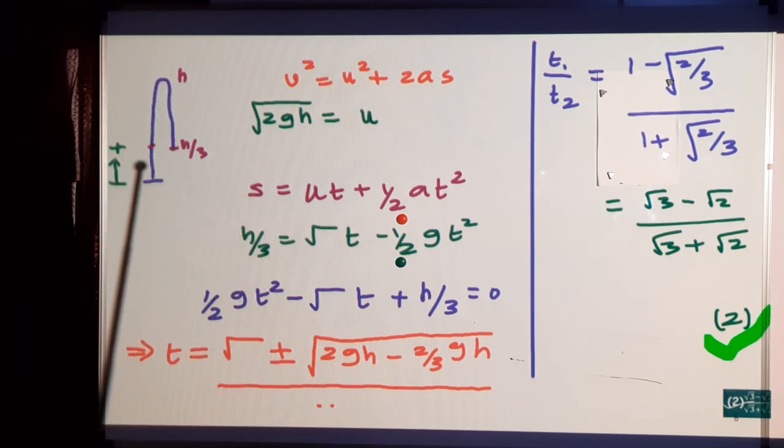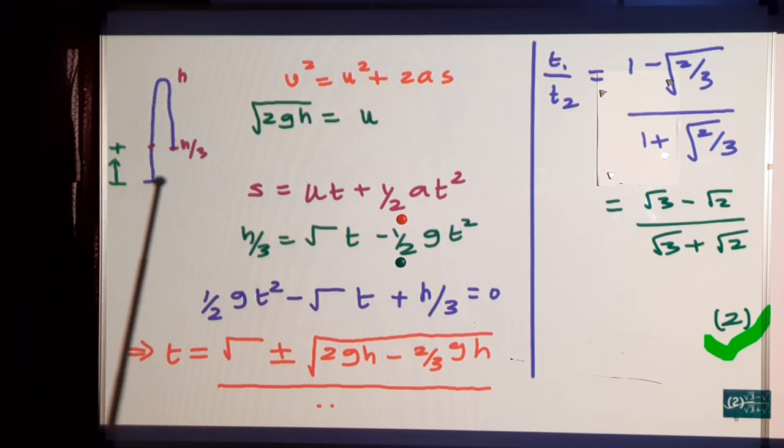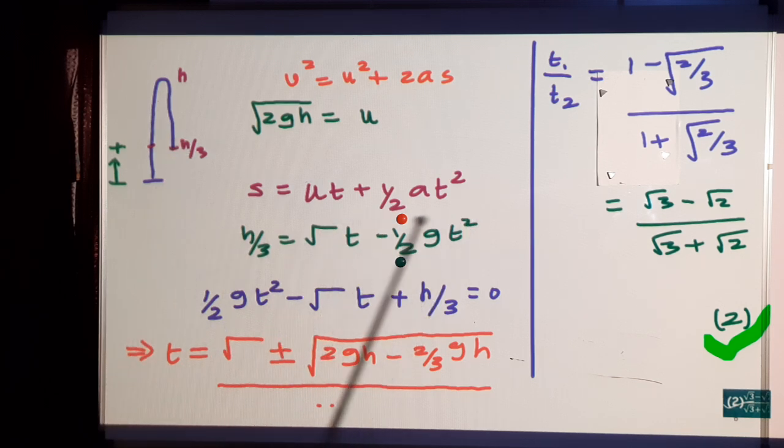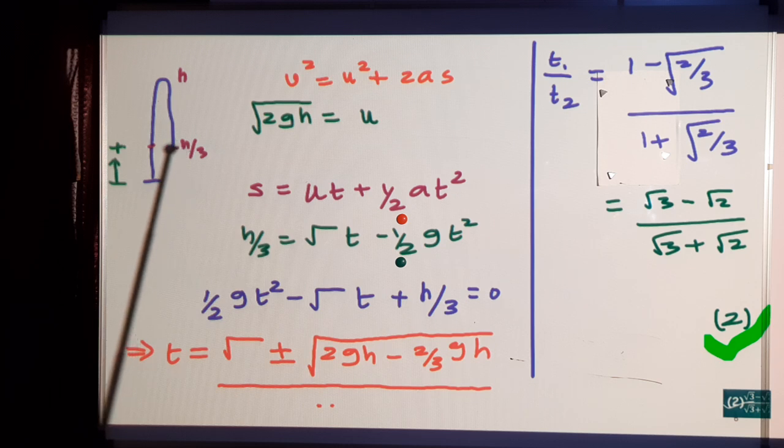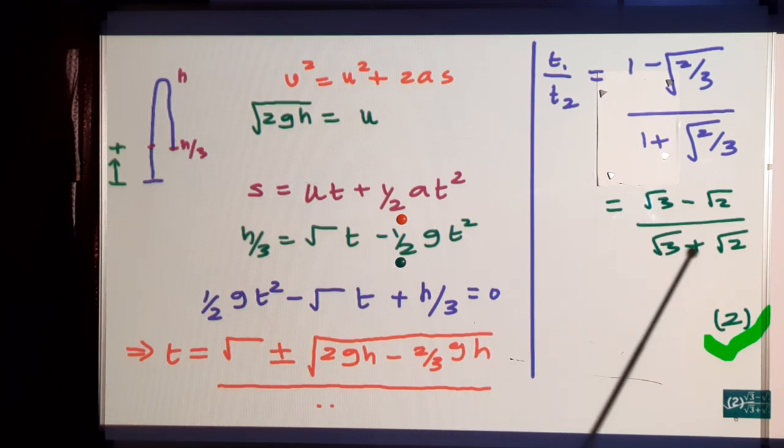And for this displacement, I'll use s equal to ut plus half at square. And between this and this, the displacement is h by 3. And also between this and this point, the displacement h by 3. So it's a quadratic equation. We'll have two values corresponding to the two times here. So solving this quadratic equation, get this one. So t1 is an initial lower time, t2 is a later time. So t1 I will take the minus sign and t2 with the plus sign. So simplifying, I'll get this one.